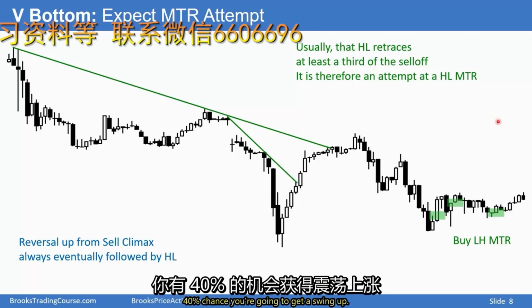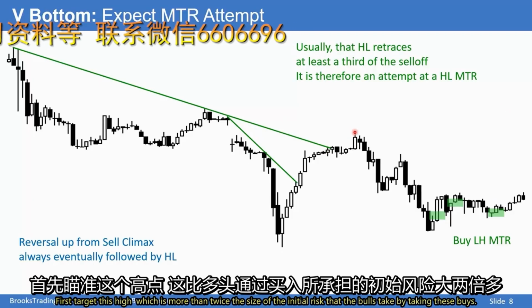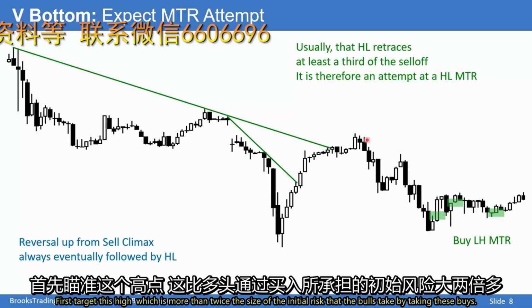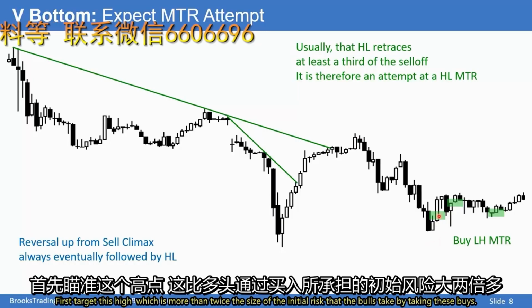40% chance you're going to get a swing up. First target this high, which is more than twice the size of the initial risk that the bulls take by taking these buys.